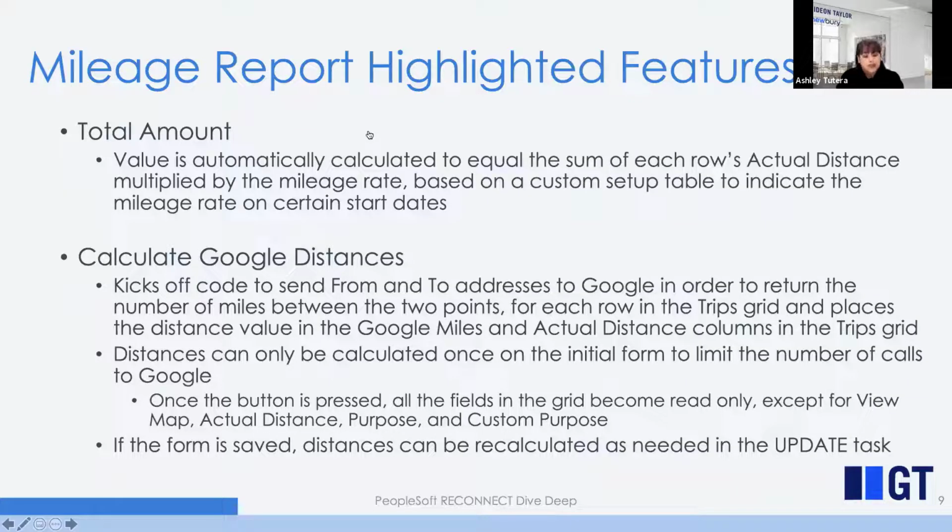So if I go through, what we're going to see is, you saw it a little bit at the end there, we do have that Calculate Google Distances button, and what that's actually going to do is read each row and do exactly what you did with that view map. So it's going to see the from and to locations and find the fastest, or the shortest distance, I should say, between those two points and put it on the grid for us. There's also a section right above the calculate distances where you'll see the total amount. So we also do the math for those end users that are going to be approving these forms so they don't have to calculate each row.